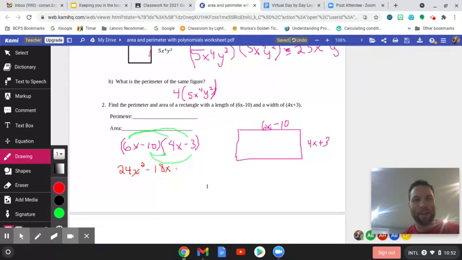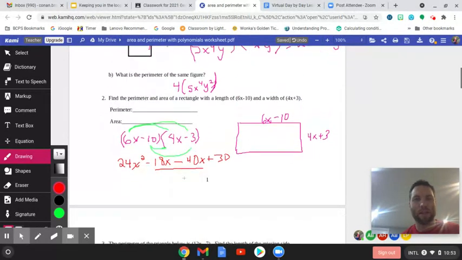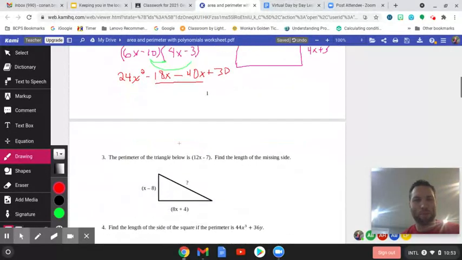And then negative 10 times 4 is negative 40x. And then negative 10 times negative 3. Negative times a negative is a positive. So 10 times 3 is 30. Okay, now this isn't done. You're going to combine like terms right here using your adding principle, okay? So this isn't done, but I'm hoping you guys can finish it for me, all right?